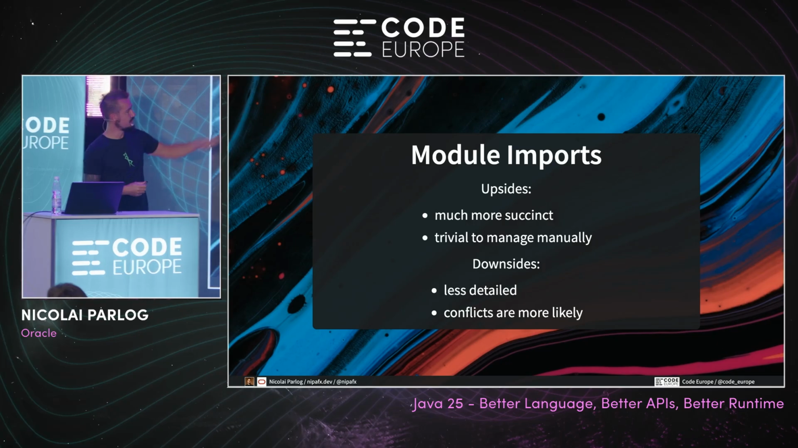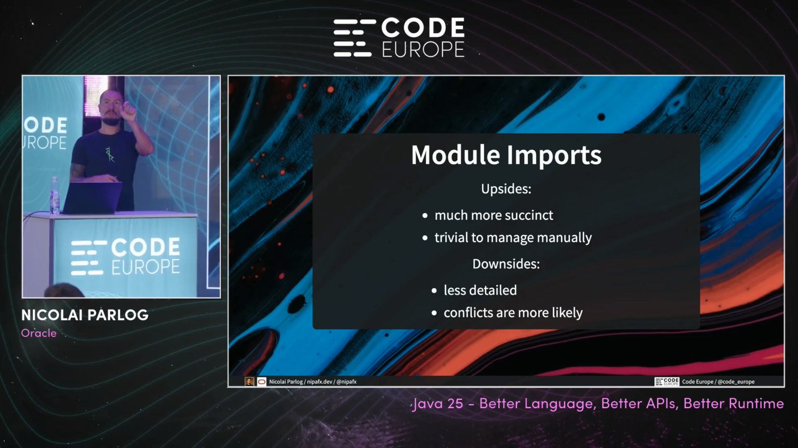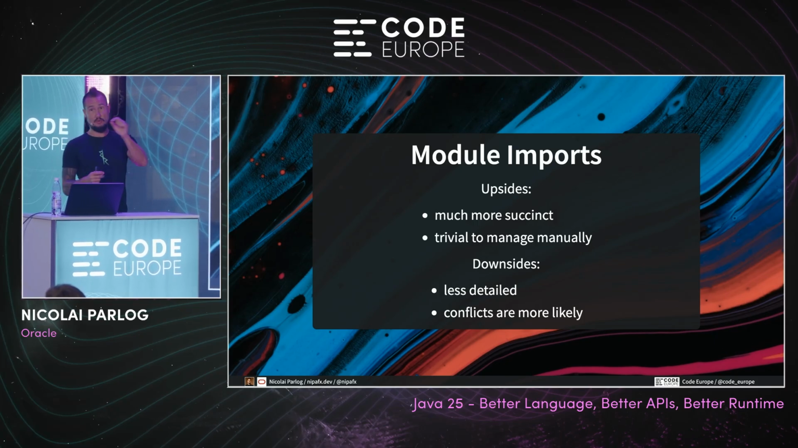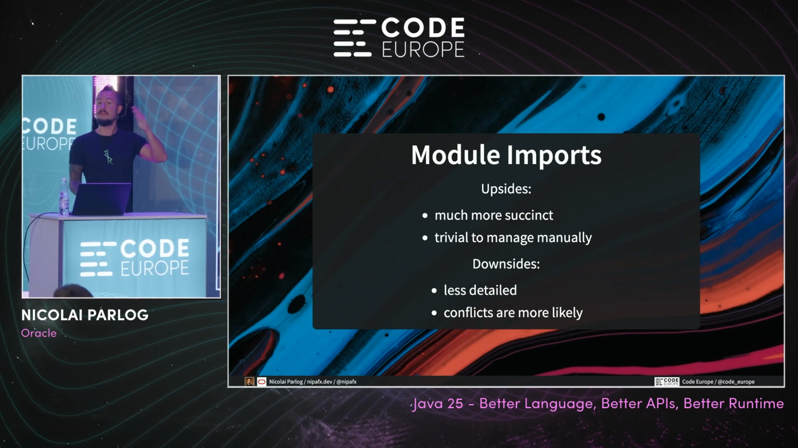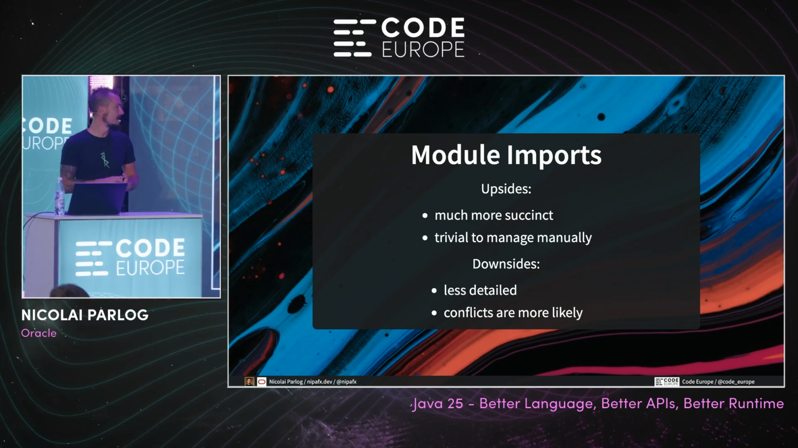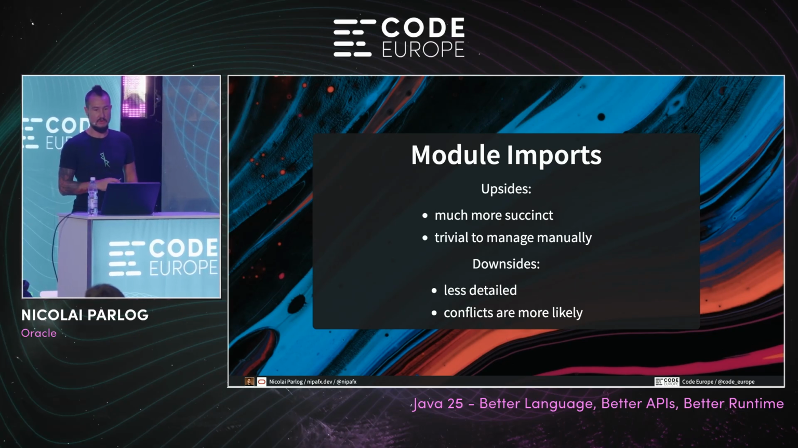And actually, I want to add a bullet point there. It's also really readable. If you see at the top of a class, import module java.sql, you don't wonder what this is about. Clearly, it's dealing with SQL. And since it is short and not like a full block, you might actually read it. You might not just fold it and ignore it. Also in code reviews, by the way, you might actually be able to deal with it. Of course, it's less detailed than single type imports, and conflicts become even more likely.